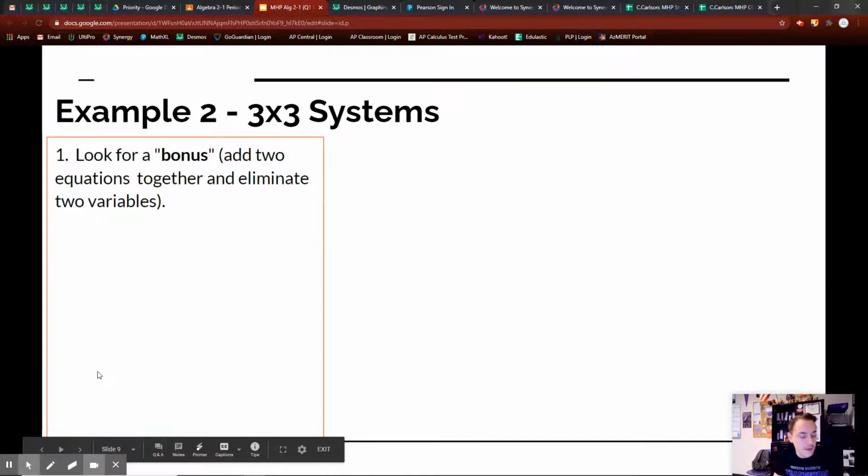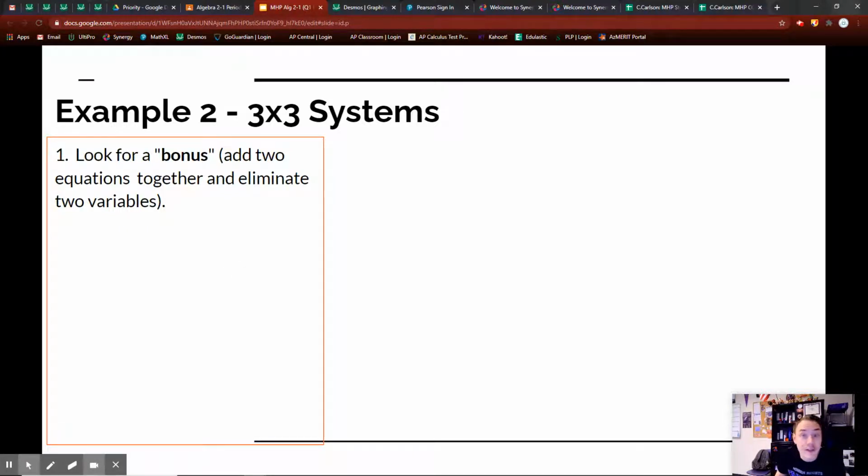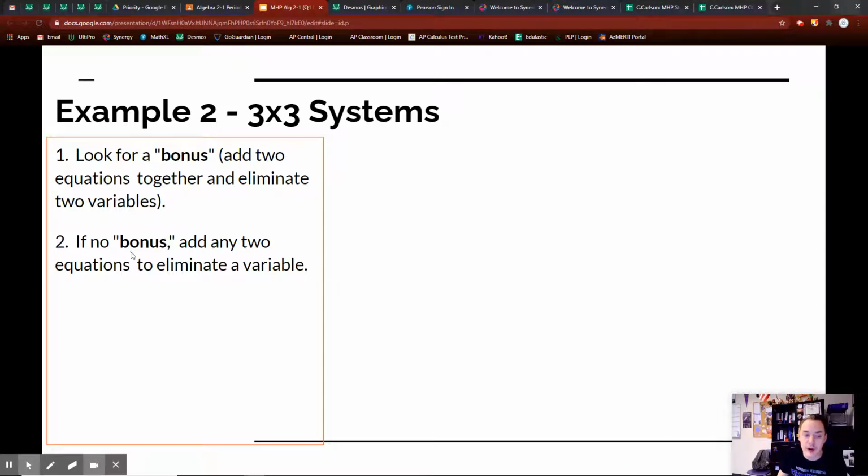The steps are going to be a little bit different. So first step, look for a bonus. Obviously, that's the easiest thing to do. Now what if we don't have a bonus? No bonus, we would add any 2 equations to eliminate 1 variable.